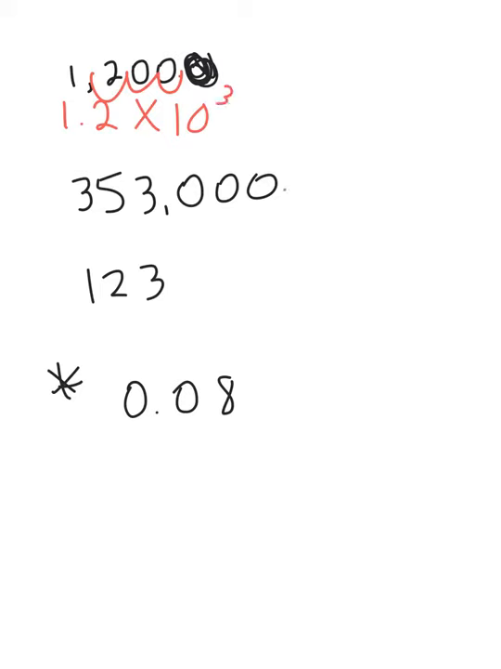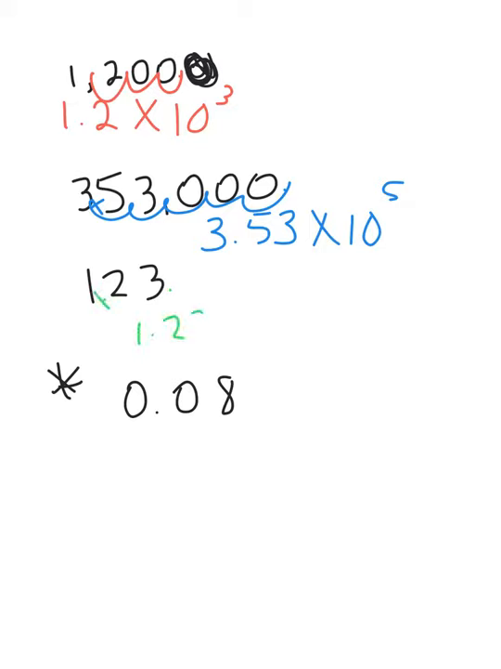353,000. Decimals at the end. We need to move it here. 3.53. Got to use all those numbers. Don't just say 3.5. Times 10, 1, 2, 3, 4, 5, to the fifth power. 123. Decimals at the end. Got to move it there. 1.23 times 10, 1, 2, squared. Now this one is a different one.